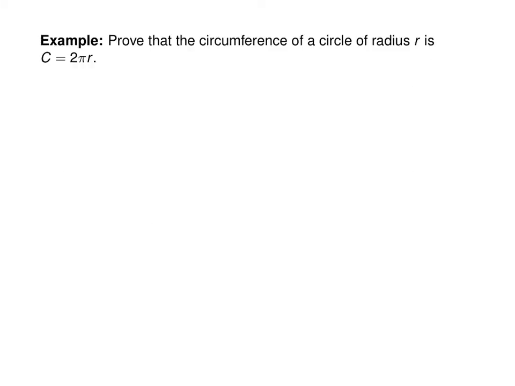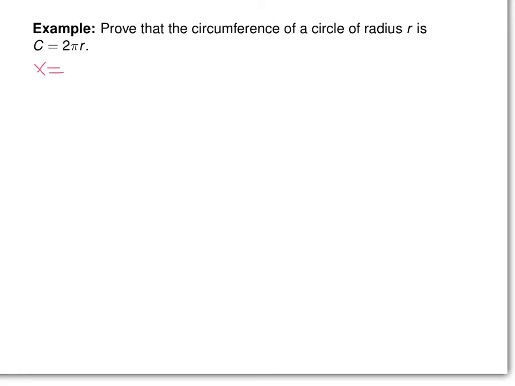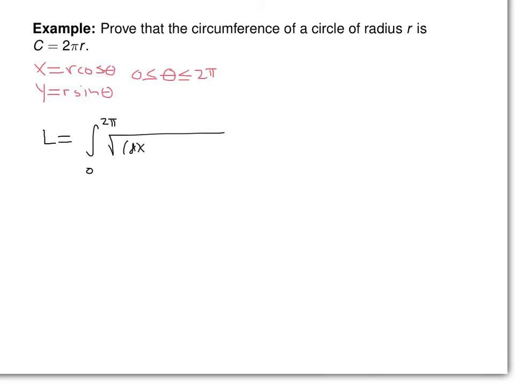So prove that the circumference of a circle is c equals 2 pi r. When you asked about this in like the 3rd grade, no one told you that. Proving that this was true actually required calculus. So recall that the parameterization of a circle of radius r is given by x equals r cosine of theta and y equals r sine of theta for theta between 0 and 2 pi. So the length of the curve will be given by an integral from 0 to 2 pi of the square root of dx dt squared plus dy dt squared, dt.